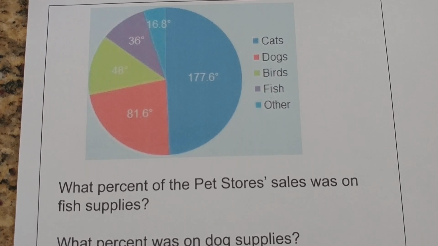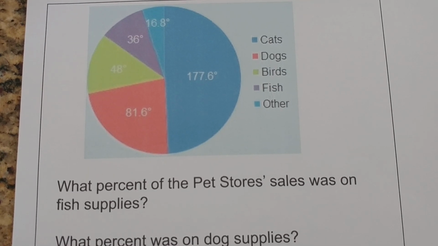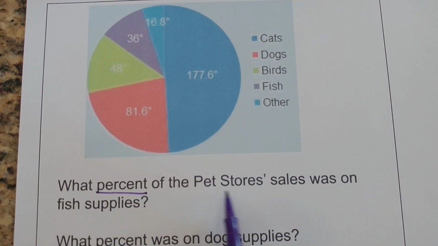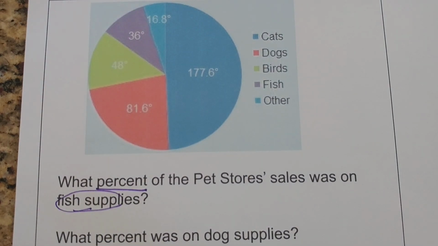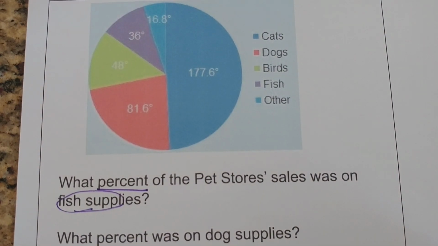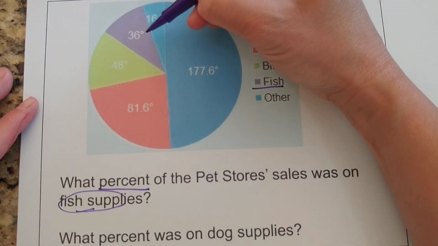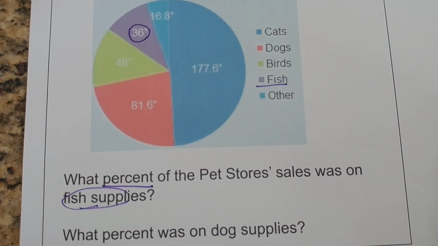In this particular example, we can see what was being sold at a pet store. We're first being asked what percent of the pet store's sales was on fish supplies. Well, let's take a look. Fish. Looks like that's purple, and that is 36 degrees. Well, that doesn't tell us a whole lot. 36 degrees doesn't make sense.